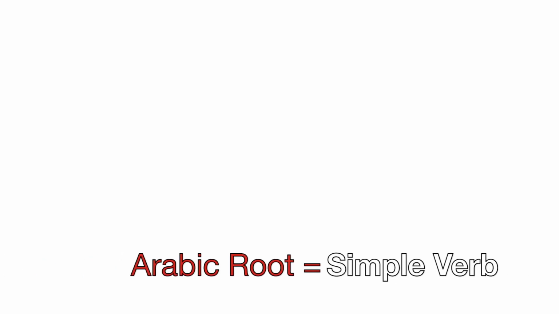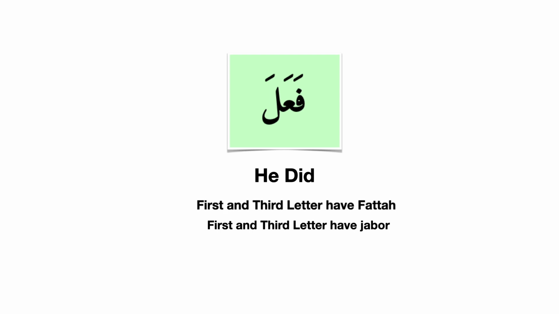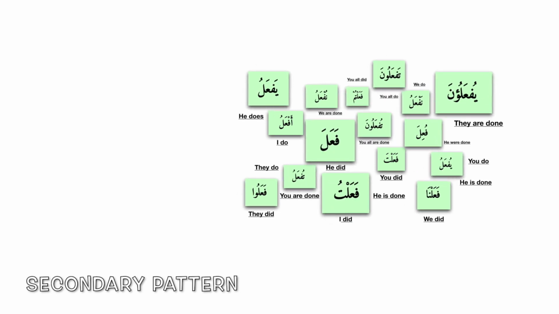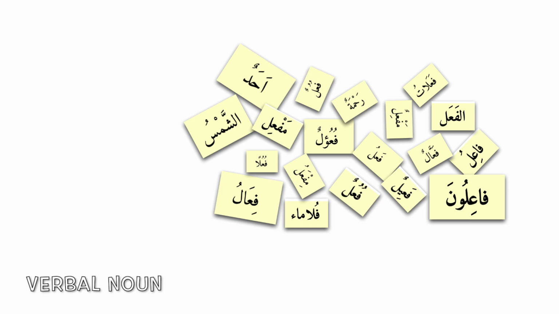We met Arabic root. The simple root that we studied so far is called Form 1. Let's revisit simple verb or Form 1. We saw the pattern of he did. This is the prime pattern. Then we saw lots of other verb patterns. Let's call them secondary patterns. The simple root also produces lots of verbal nouns.